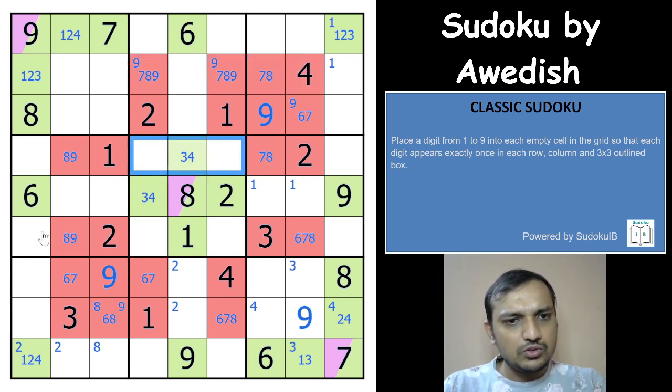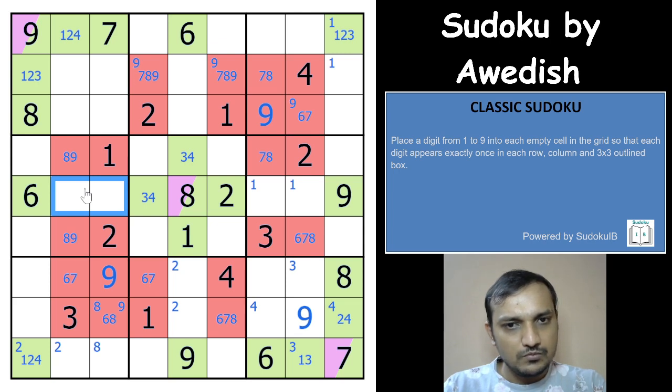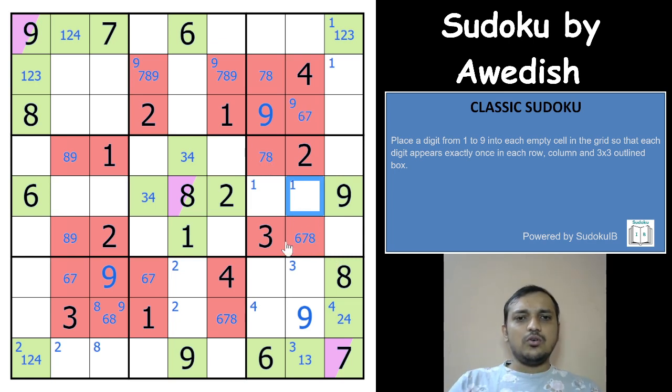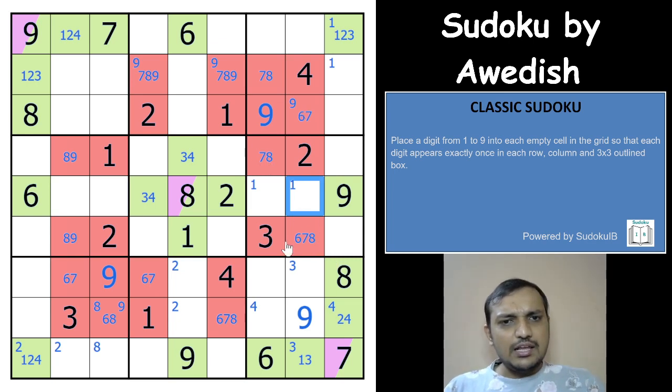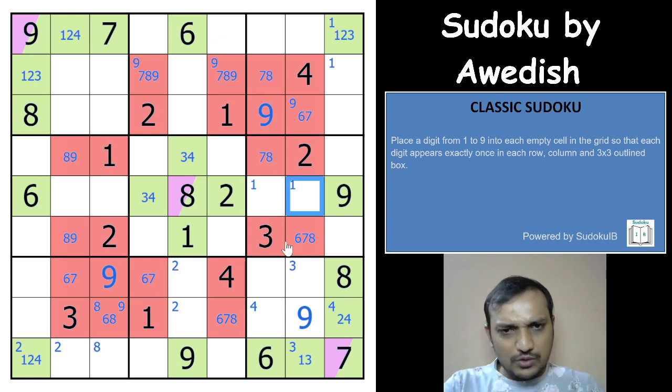9 2 2 is in one of these 2 cells. Okay, so the next logic that I used in the Sudoku was an XYZ wing, actually WXYZ wing, if I'm not wrong. I'm not sure. Yeah, I think so, WXYZ wing.